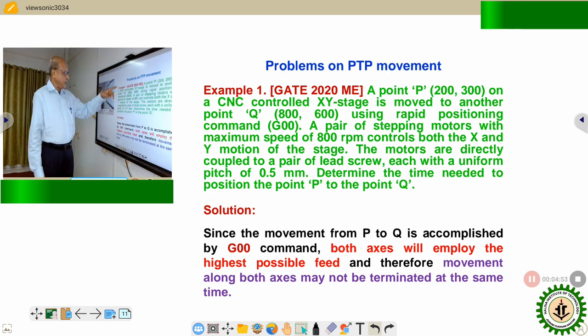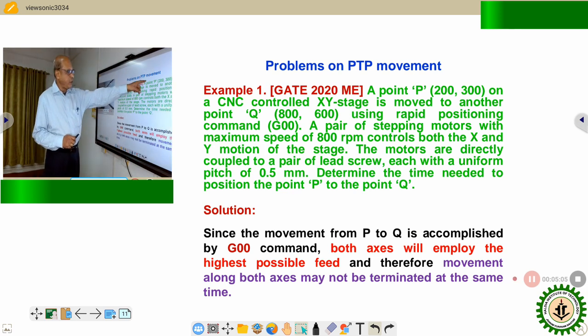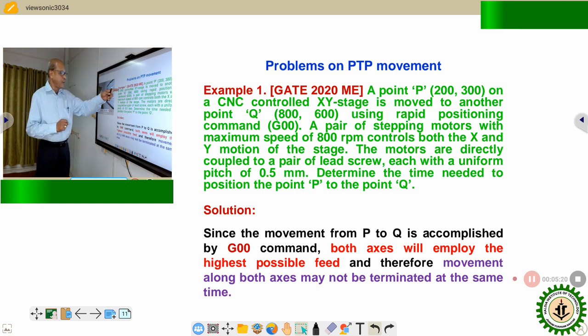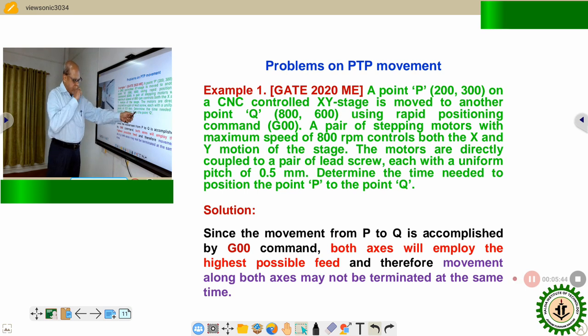Two problems. This is one very typical problem based on this point to point interpolation, which appeared in GATE 2020. A point P having coordinates 200, 300 on a CNC controlled XY stage is moved to another point Q having coordinate values 800, 600 using the rapid positioning command, within brackets it is told categorically G00. A pair of stepping motors with maximum speed of 800 rpm controls both the x and y motion of the stage. The motors are directly coupled to a pair of lead screws, each with a uniform pitch of 0.5 mm. That means the drive system and the lead screws are identical in x as well as y axis. We have to calculate the total time required to reach the tool from point P to point Q.